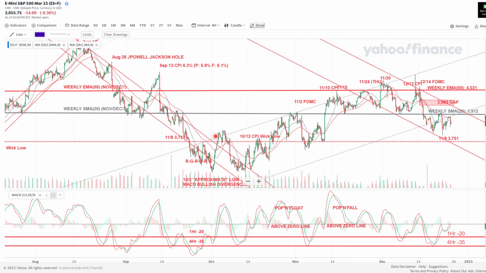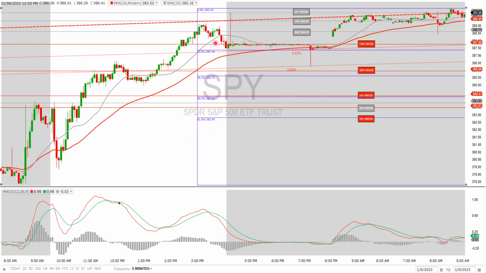Okay, having said that, here's the 5 minute charts. Here are your levels. Check out the 15 minute, the 30 minute EMA, the 1 hour, 2 hour. Here's your Fibonacci retracements. Okay, this is the "yeah but" I'm wondering about. Here's the gap. Here's the gap I was talking about.